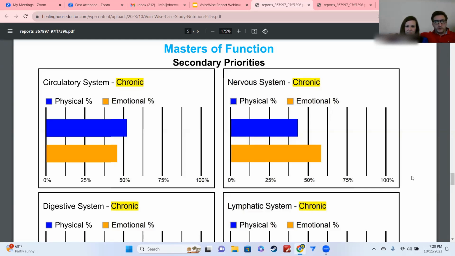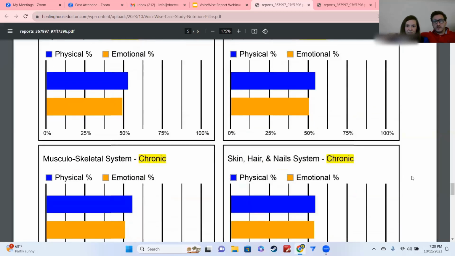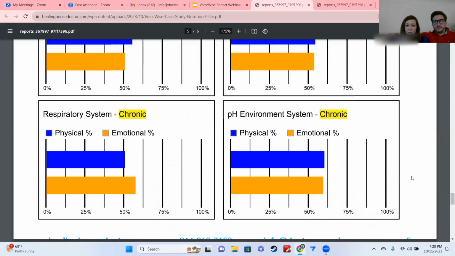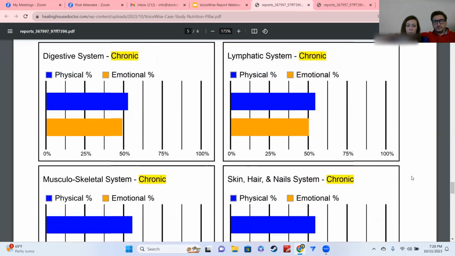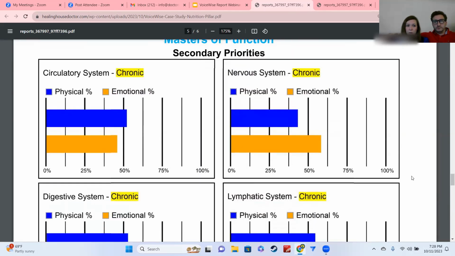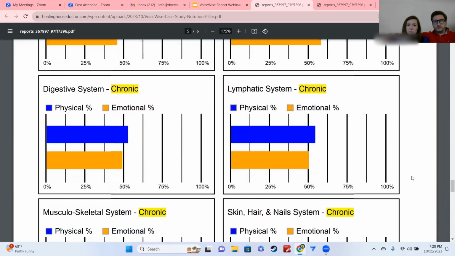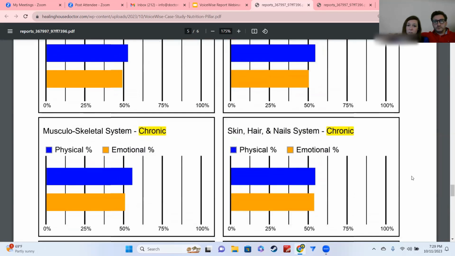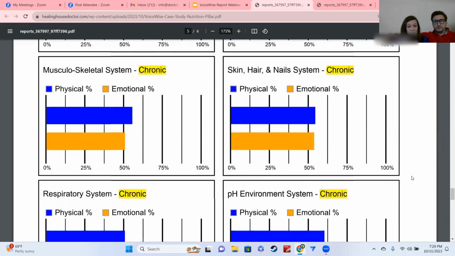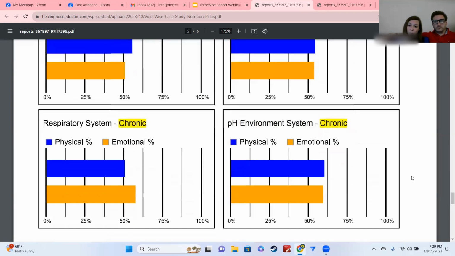So if you're wanting to do your own 30-day challenge and do pre-post testing, or look at the beginning of the year and the end of the year, you can see all the moving parts to these next 8 systems listed. These are all the systems that we're measuring in addition to your 2 top priorities: circulation, the central nervous system, digestive system, lymphatics, musculoskeletal, hair, skin, and nails, respiratory, and then your overall pH.